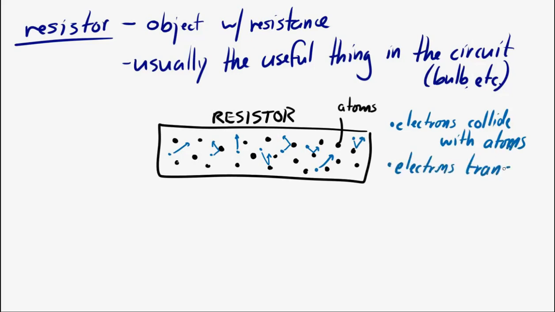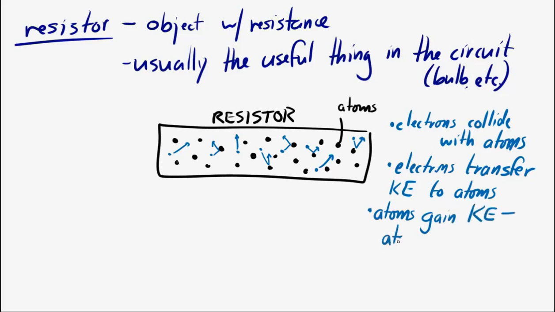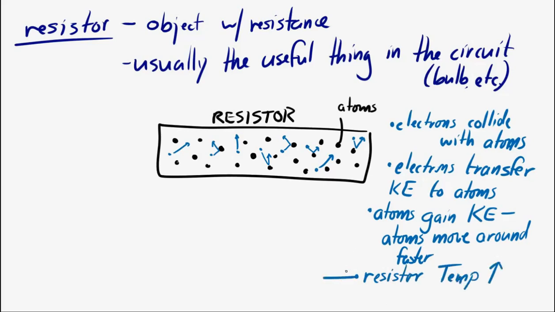Now, one of the consequences of this is that if the electrons are transferring energy to the atoms in the resistor, usually that means that the atoms in the resistor are going to start moving faster. They'll gain kinetic energy. And if the atoms gain kinetic energy, that means the temperature of the object will increase, because temperature is just a measure of the average kinetic energy of the molecules in the resistor. So again, electrons flowing through a resistor will impact the atoms in the resistor and transfer energy to those atoms. The atoms will move around more, and the resistor gets hotter. It heats up the resistor as current flows through it.